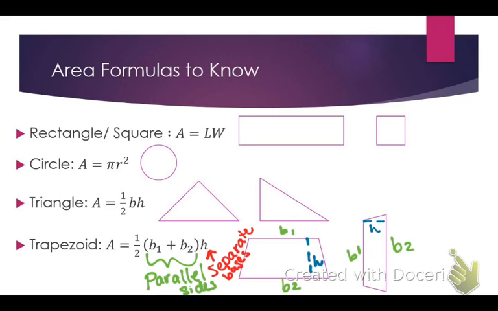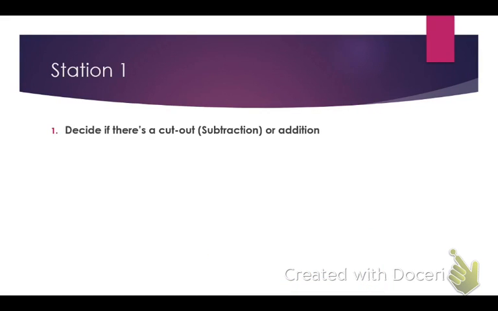Okay, so let's look at this first paper, or the paper we got. At the top, there are steps to success. All right, so first step, decide if there's a cutout or an addition. Whenever we're finding compound area, decide if there's a cutout or an addition, and I'll show you what I mean. We're going to do examples of both.